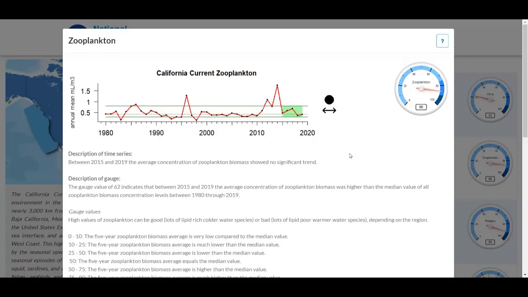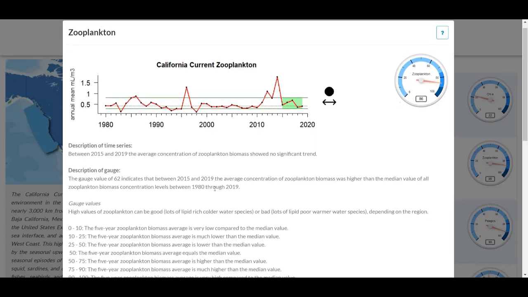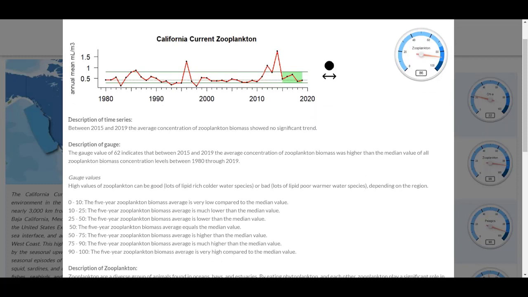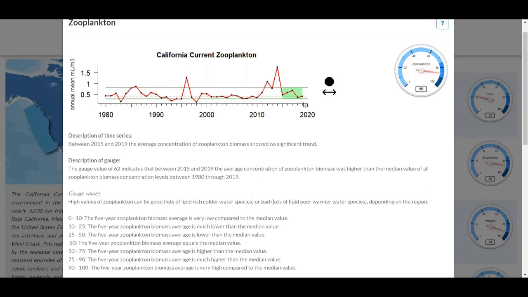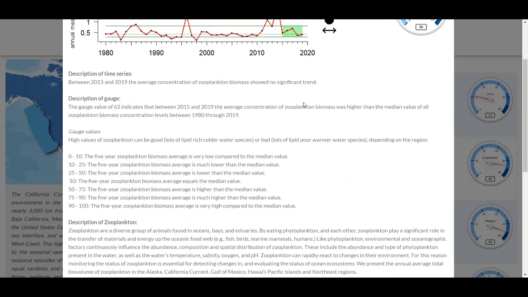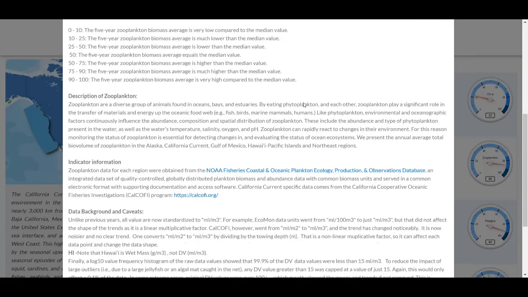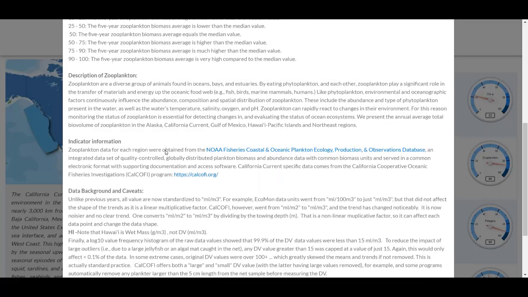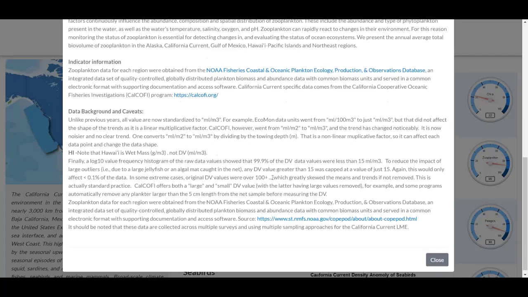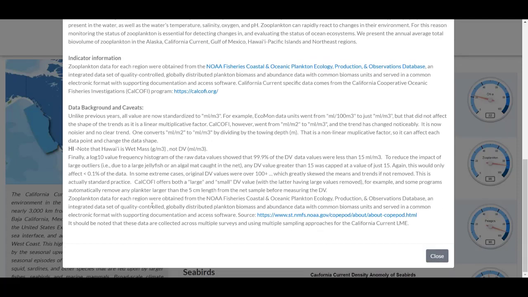So if you click on a specific indicator, for example, if we were looking at the California current zooplankton annual mean values here, it comes with a description of time series and a description of the speedometer gauge, which are specific to these visualizations and help with interpretation, as well as descriptions of the indicator themselves, why the indicator would be important in the context of ecosystem science within that area, and then data background and caveats as to how the data was collected and treated before visualization.